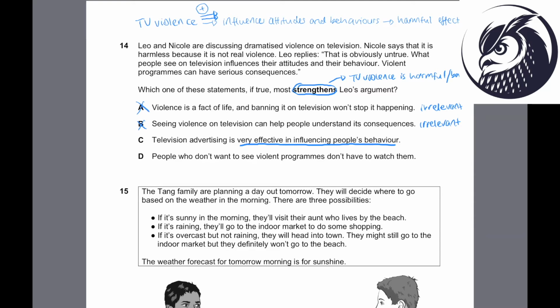And let's just have a look at D. D says that people who don't want to see violent programs don't have to watch them. Again, that's quite irrelevant, right? We're trying to say that TV violence can influence your behavior and lead to harmful effects. Whether you don't like violence, so you don't have to watch it, that's quite irrelevant to the argument. So therefore, our best answer option here is C.